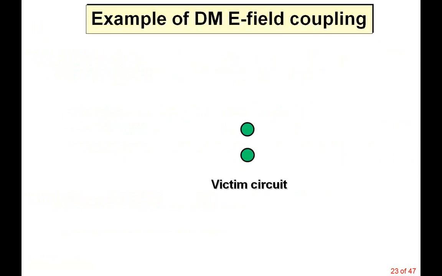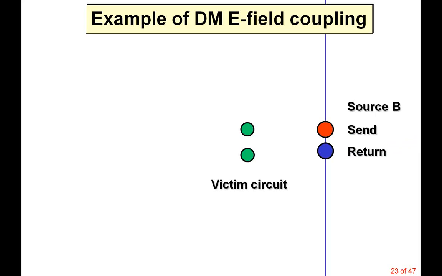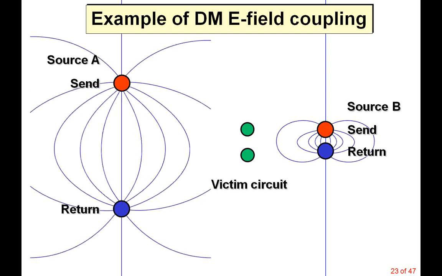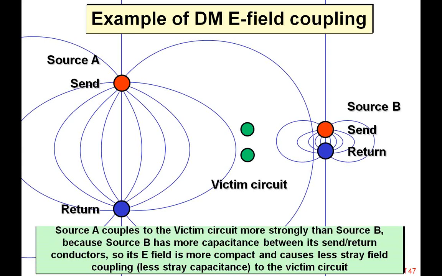Here's a little sketch, an example of differential mode electric field coupling. Here's a cross-section of our victim circuit. It's just two conductors. It's very simple. It's colored green. That doesn't mean it's ground or anything. It just happens to be the color I chose. Here's source B with its send and return conductors, and they're placed close together. There's the electric field around them. Here's source A with its send and return conductors placed far apart, and there's the field around them.